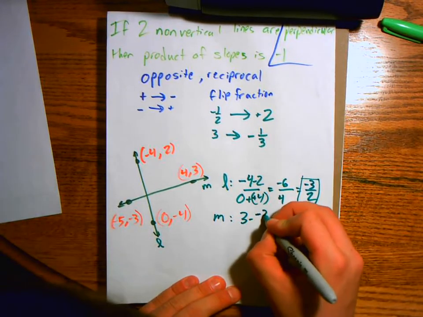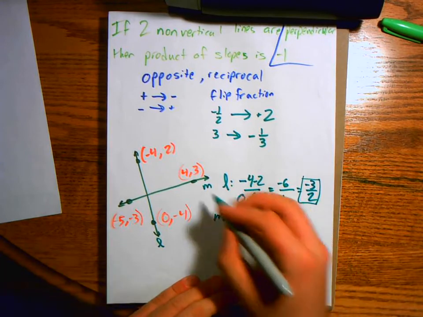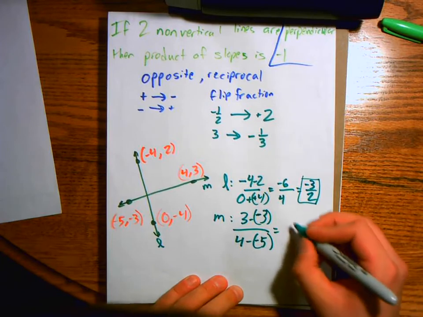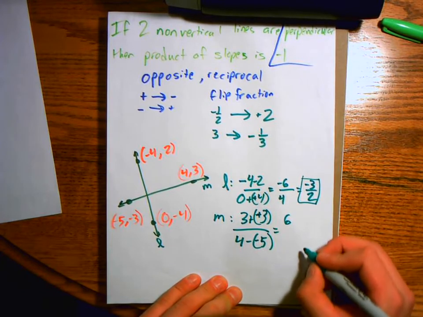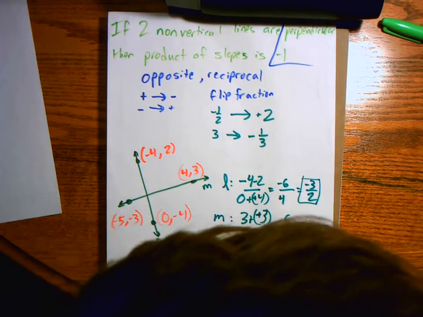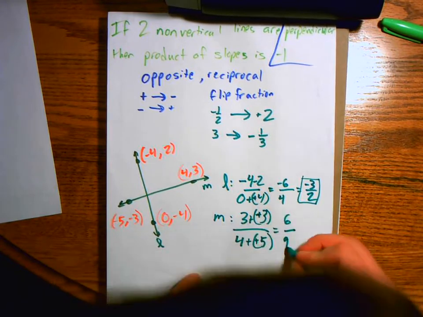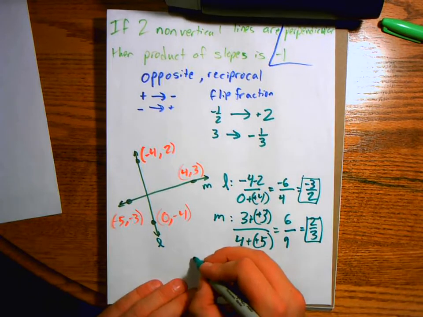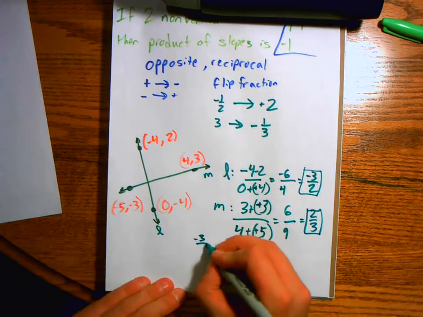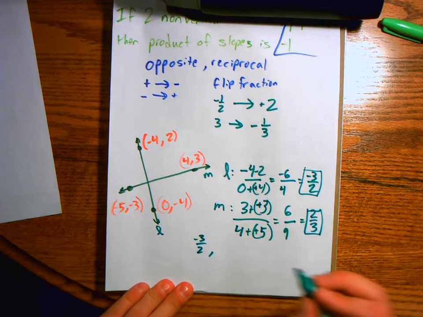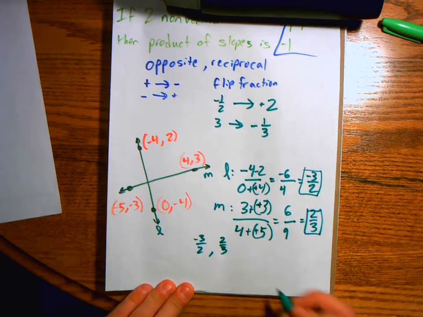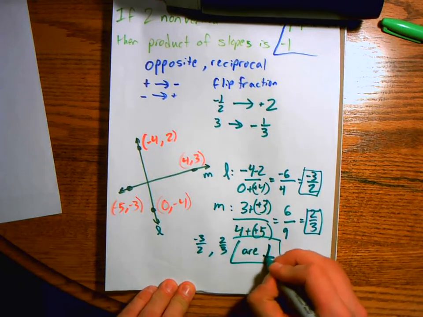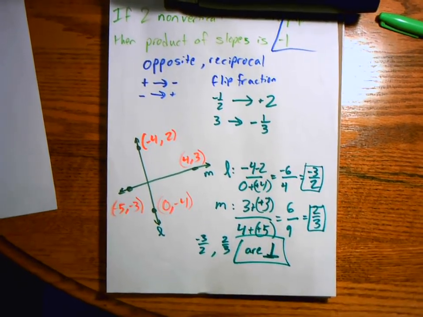3 minus a -3, and a 4 minus a -5. 3 minus -3 goes +6, and 4 minus a -5 gives me a +9. This fraction reduces to 2/3. So we have a slope of L which is -3/2, and then we have a slope of M which is 2/3. These in fact are perpendicular, and this symbol, an upside down T, is the symbol for perpendicular.